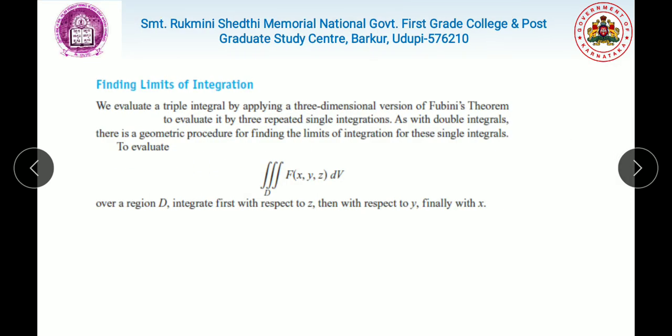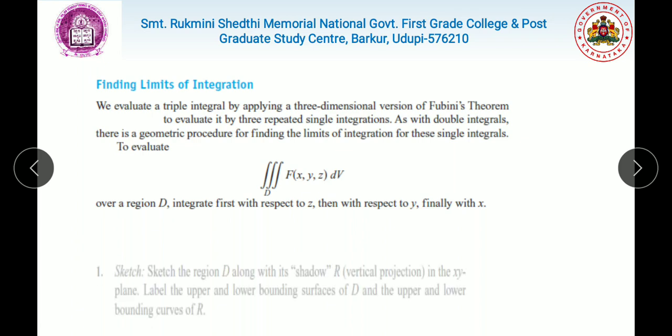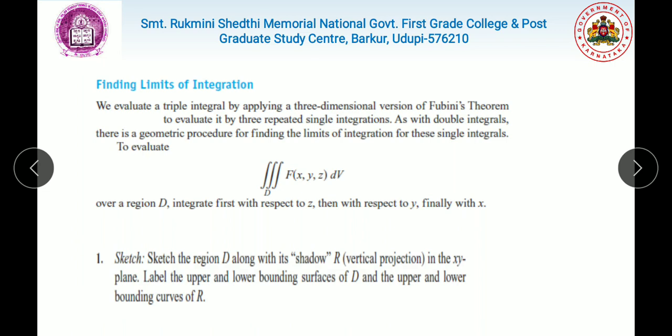Now, how to find the limits of integration in a triple integral? We evaluate a triple integral by applying a three-dimensional version of Fubini's theorem, to evaluate it by three repeated single integrations. As with double integrals, there is a geometric procedure for finding the limits of integration for these single integrals. To evaluate the triple integral of f over the domain D, integrate first with respect to z, then with respect to y, finally with respect to x. So there are 4 steps involved here.